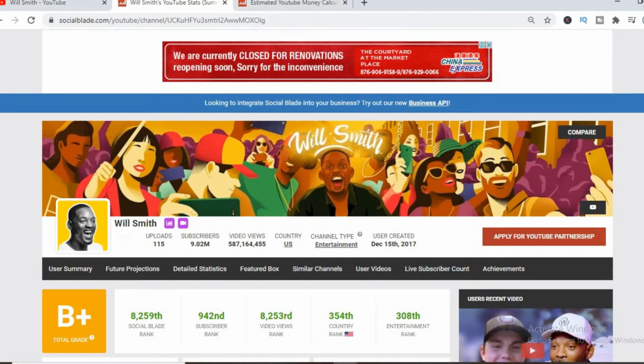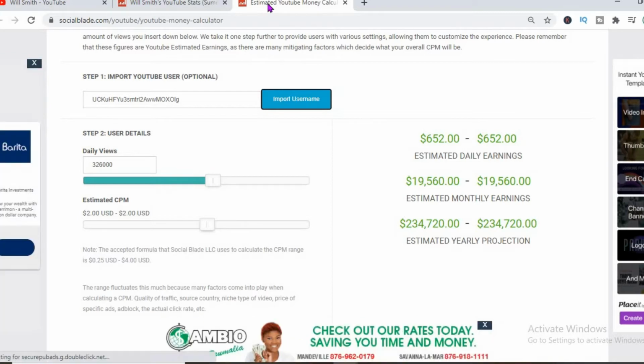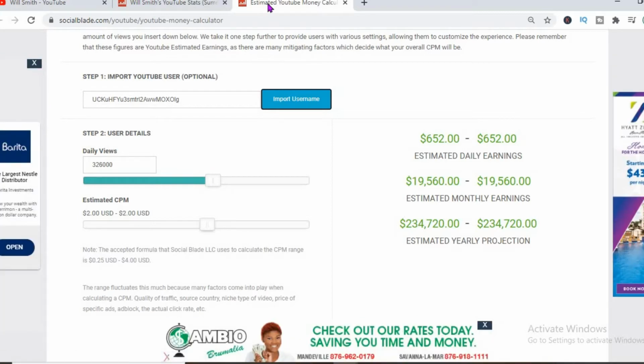And to get an estimate of how much he's earning, we'll be using the Social Blade YouTube money calculator. And we'll be estimating that his CPM is $2. And by the way, the CPM stands for cost per 1,000 views. And this is the amount of money a YouTuber gets paid for every 1,000 views they get.